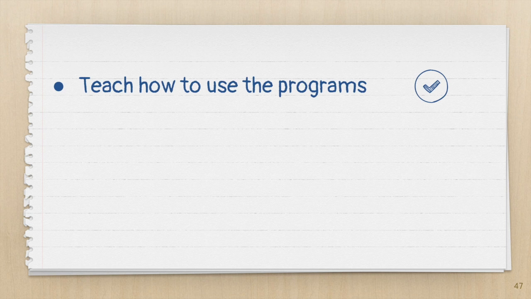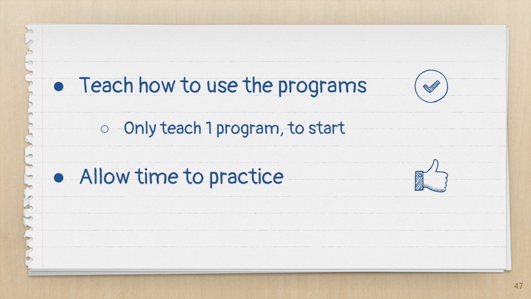When students are ready to produce their POP, they need to know how to use the program you want them to produce on. If they've never used the Explain Everything app, they won't know how to record, edit, or add pictures. These are skills that need to be taught and practiced. Also, don't try to teach all the programs at once. Have them master one program by practicing, and then you can introduce the others, such as Powtoons or Google Slides, at a later time.